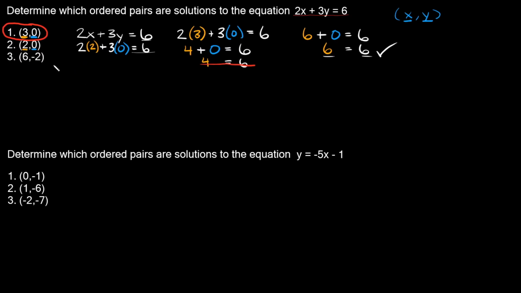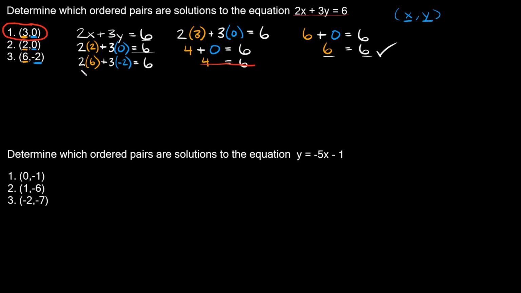Okay, so now let's just check this last ordered pair right here. So (6, -2). So again, this is your x number and this is your y number. Okay, so we're going to have 2 times our x number, which in this case is 6. And then we're going to add that to 3 times our y number, which is -2, right? So we're going to place -2 right there. And then again, this is equal to 6.